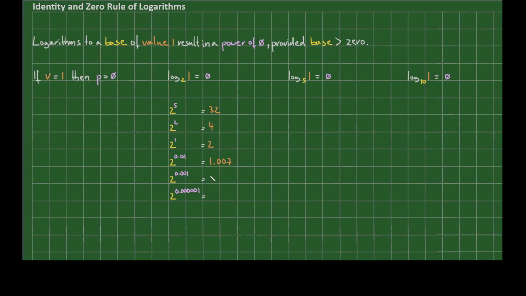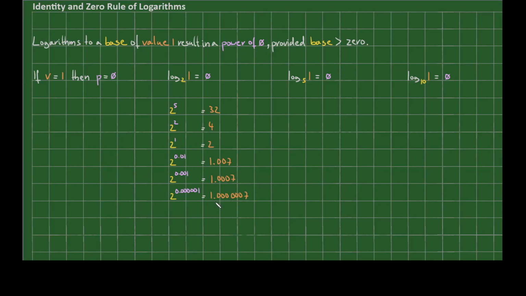If the power is decreased further to 0.001, we will end up with a value of 1.0007 when rounded. Decreasing the power further, we end up with 1.000007 when rounded. Note that as the power of the base decreases and as it reaches 0 or comes close to 0, the resulting value gets closer to 1. And so we can deduce when the power actually reaches 0, the resulting value will be 1.